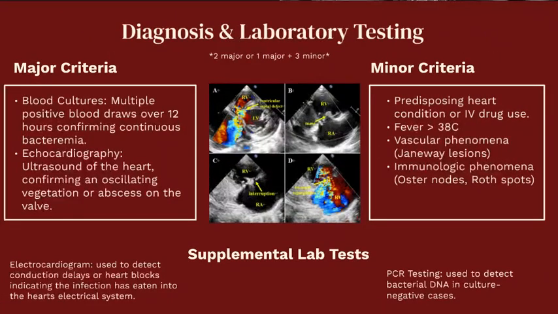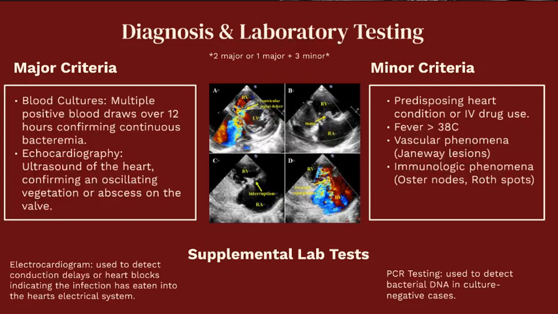So diagnosis and laboratory testing, this is where the Duke criteria comes into play. Duke criteria requires 2 major findings or 1 major and 3 minor findings. Some major criteria are blood cultures and echocardiography, which is just ultrasounds of the heart, which shows the vegetation or abscesses of the valves. Minor criteria are predisposing heart conditions or IV drug use, a fever greater than 38 degrees Celsius, vascular phenomena, and immunologic phenomena.